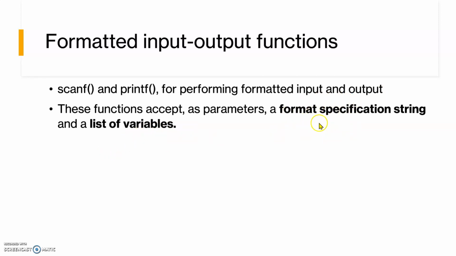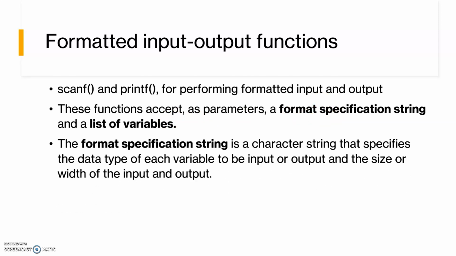Whenever you specify the format specification string, you need to put it in double quotes, and after that you put the list of variables. Between these two, the format specification string and the list of variables, you separate them using a comma. So in scanf or printf, within the parentheses, you need to have these two. The format specification string is kept in double quotes, and it is always a character string.